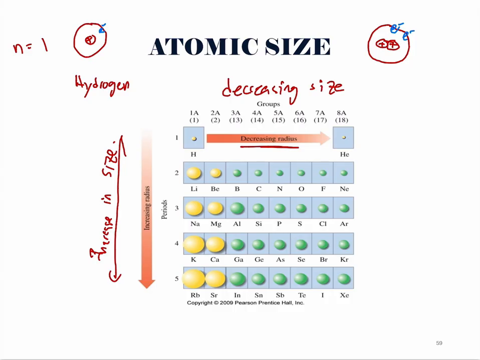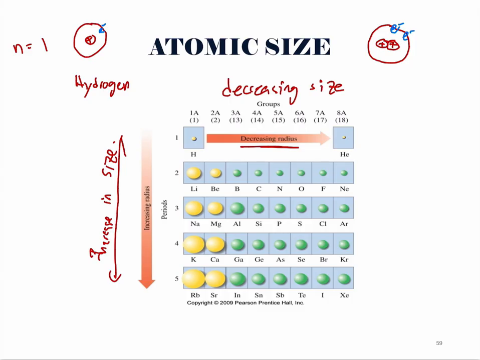Why? Because as we go down periods, or increase the period number, we get more principal energy levels, which means we get another shell added onto the atom. It's like when you make jawbreakers, you coat it in another layer of sugar. Okay, so that's how the atomic size works.